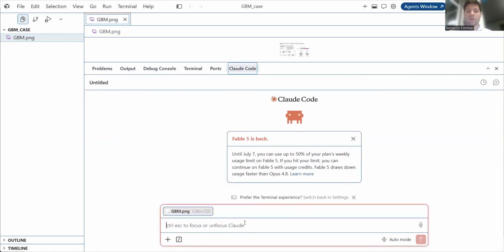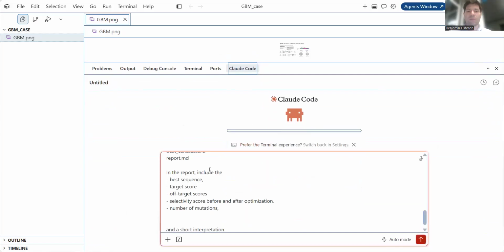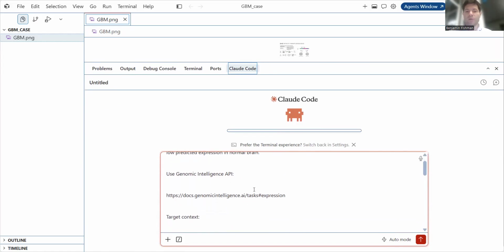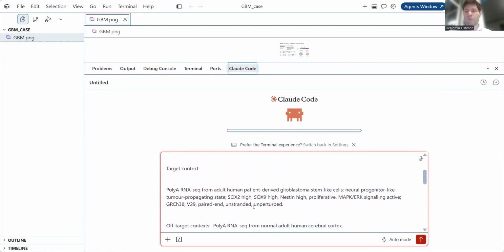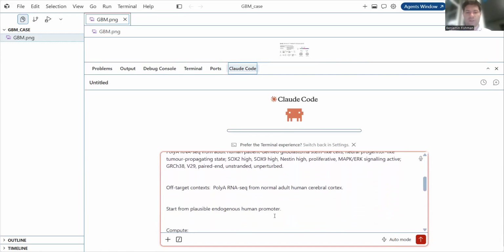So we prompt Claude Code with a specific text describing what we would like to achieve. We say we want a regulatory sequence with high predicted expression in glioblastoma stem-like cells and low predicted expression or activity in normal brain. We explain how to use the Genomic Intelligence API, and we explain biological details about where the drug should be active and where it should not damage cells.